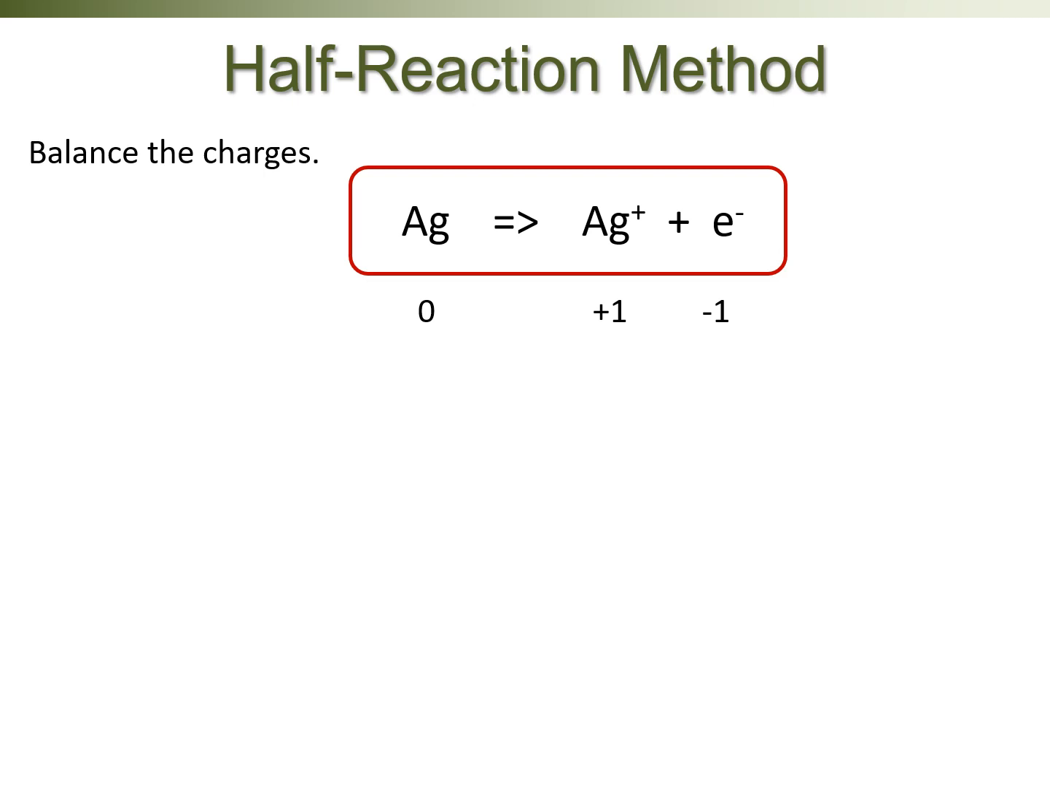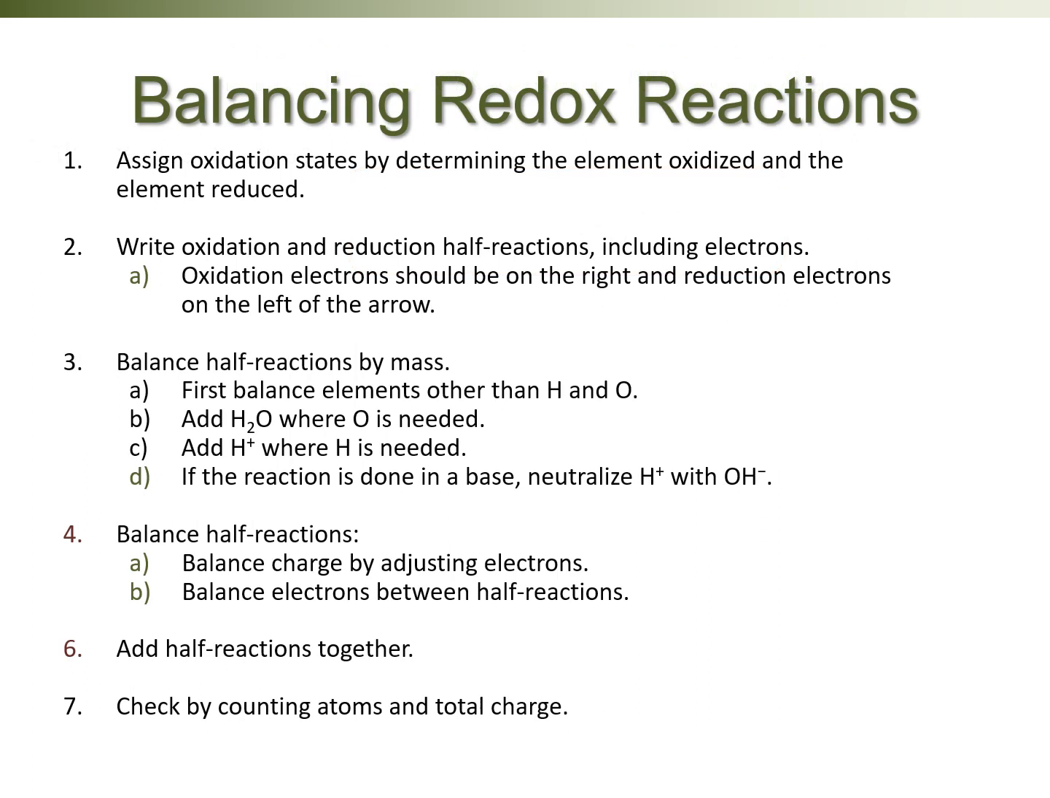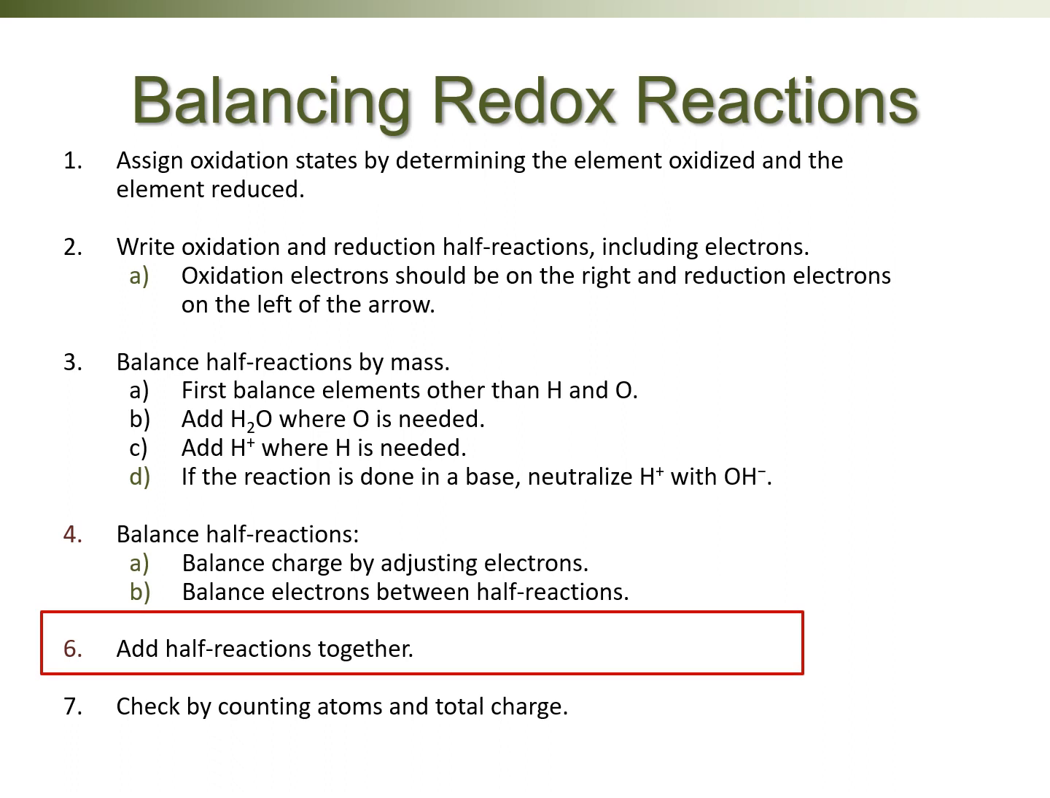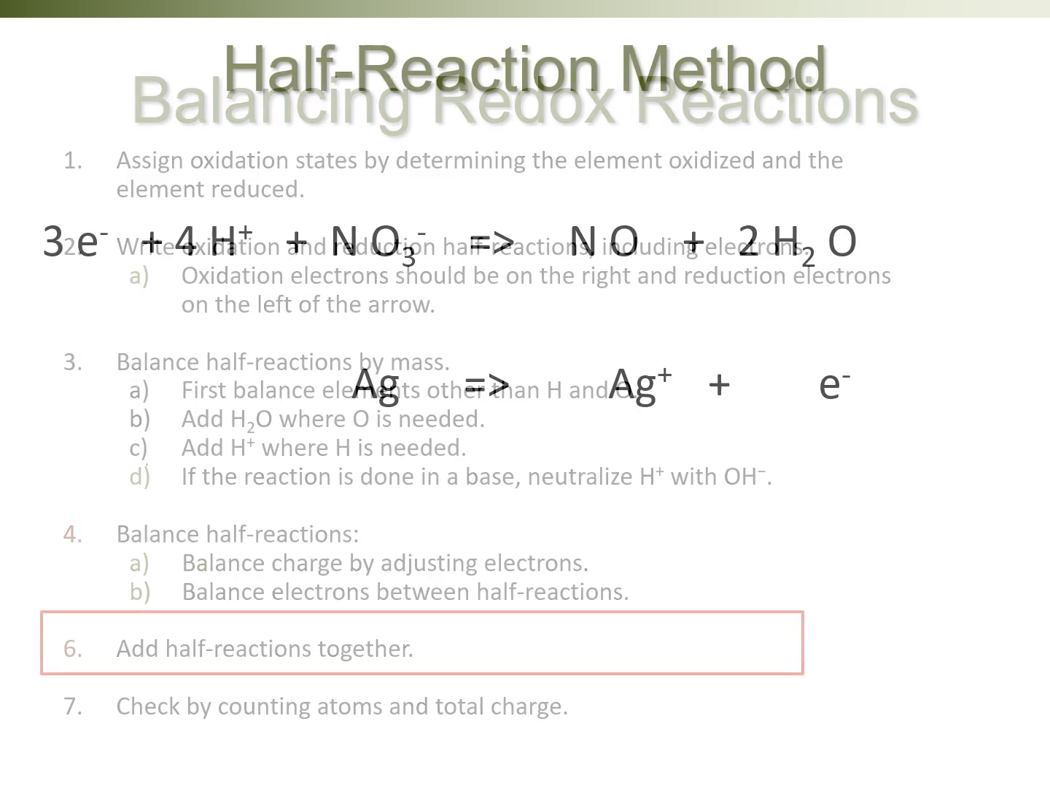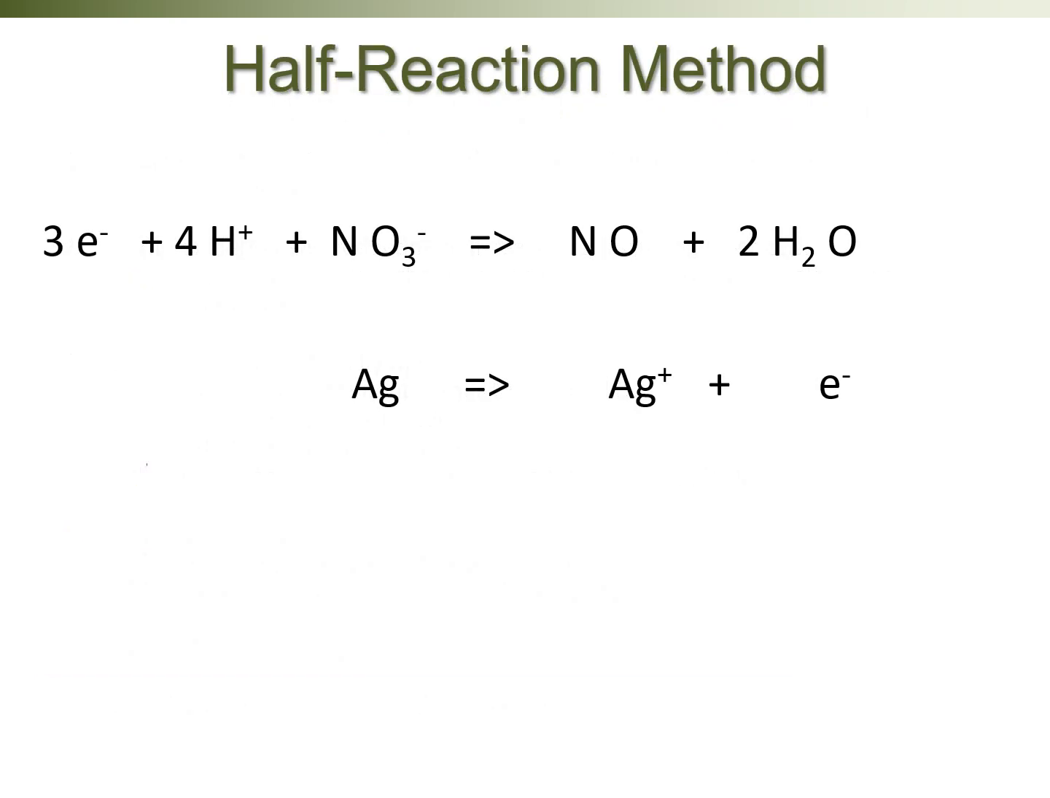So at this point, what we're going to do is we're going to combine these 2. So let's look at where we are on this particular set of instructions. All right, so we're at number 6 at this point. We're going to add the 2 half reactions together, so let's do that. All right, so these are our 2 half reactions, and we have those crazy electrons hanging out there.